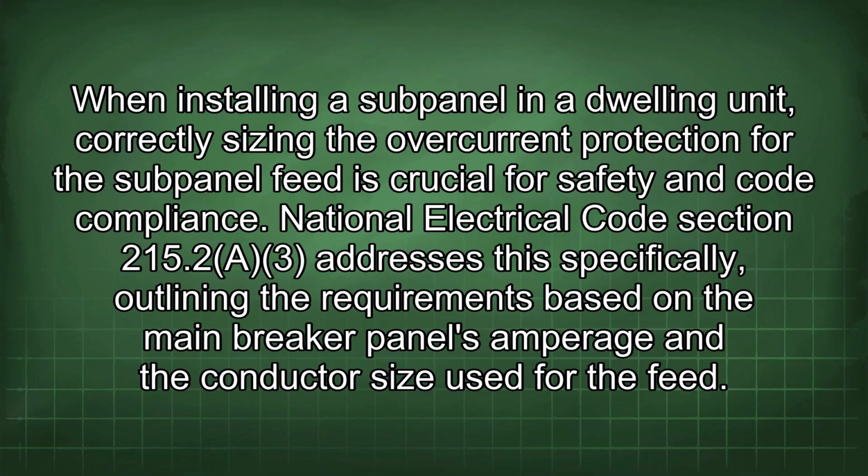When installing a subpanel in a dwelling unit, correctly sizing the overcurrent protection for the subpanel feed is crucial for safety and code compliance. National Electrical Code Section 215.2(A)(3) addresses this specifically, outlining the requirements based on the main breaker panel's amperage and the conductor size used for the feed.